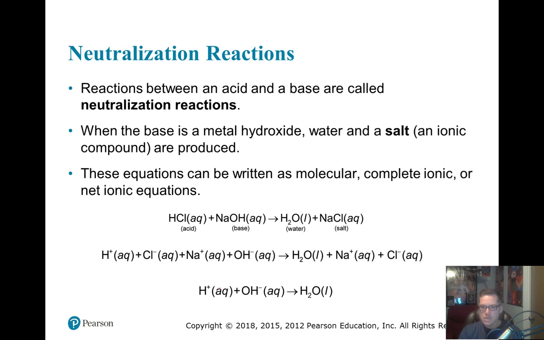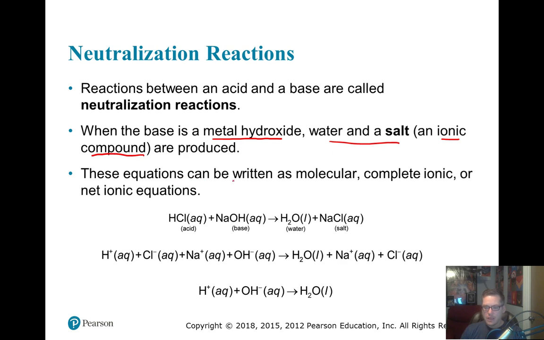Neutralization reactions happen when you have an acid and a base that are reacting with one another. So there's certain ones that I'm going to ask you to be able to predict the products for. When the base is a metal hydroxide, and it's reacting with the acid, you get water and a salt. So that means you've got a metal attached to a hydroxide. You're always going to form the same 2 compounds, water and a salt. Now remember, a salt is defined as any ionic compound. So this is metal with a nonmetal.